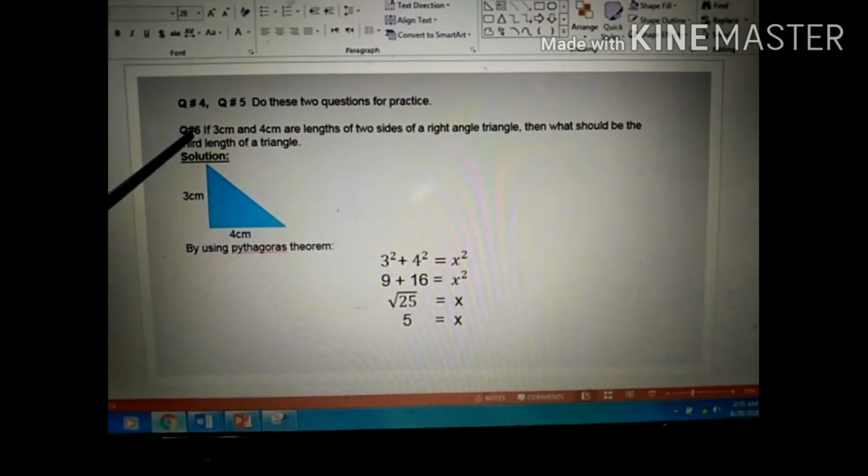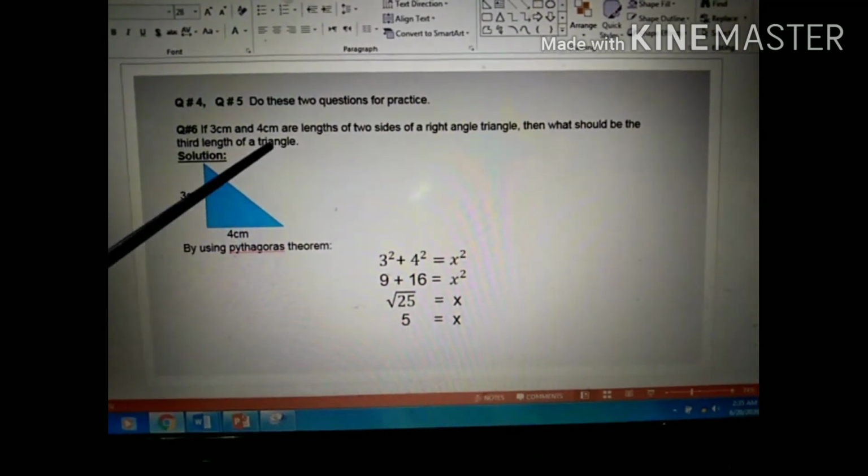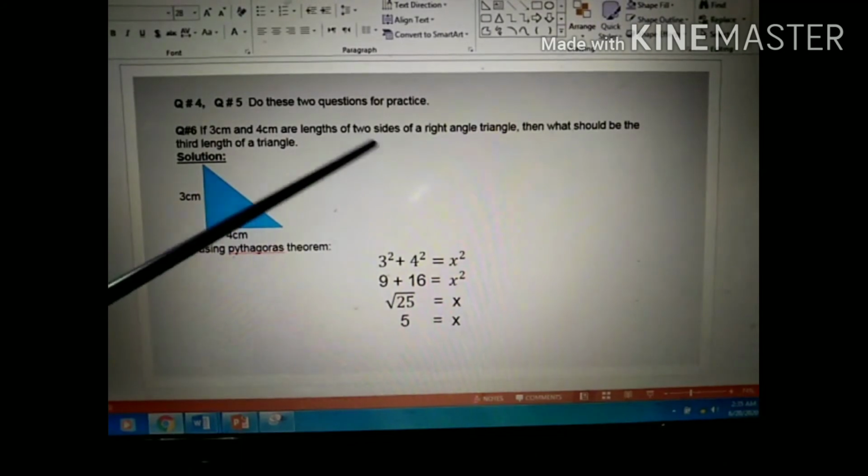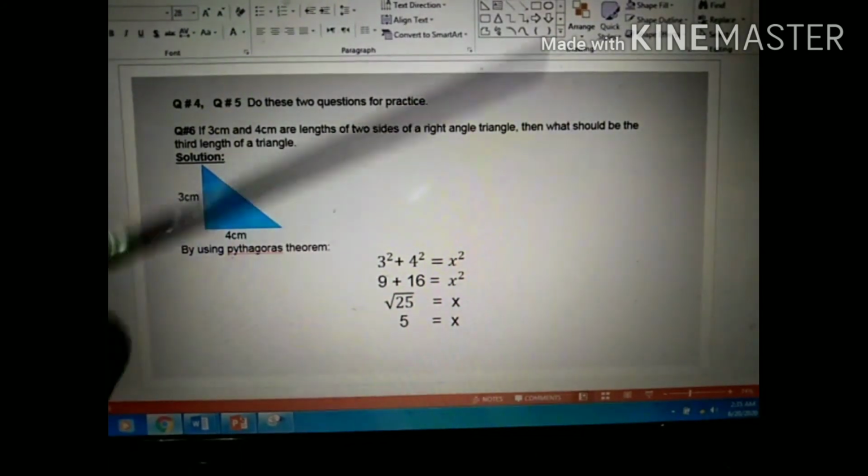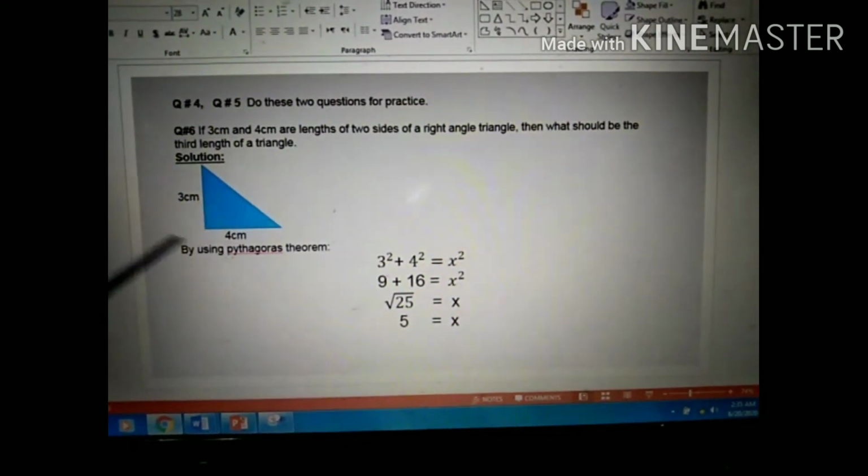The last question is question number 6. In this question we have two sides, and these two sides are the sides of a right angle. What should be the length of the third side? So these two sides are the sides of a right angle. This third side is missing. Whenever we have a right angle and we are going to find any missing side, we always use the Pythagoras theorem.